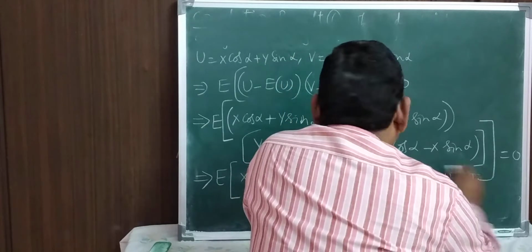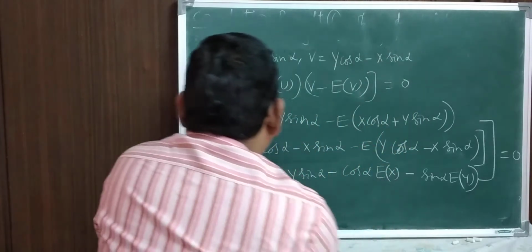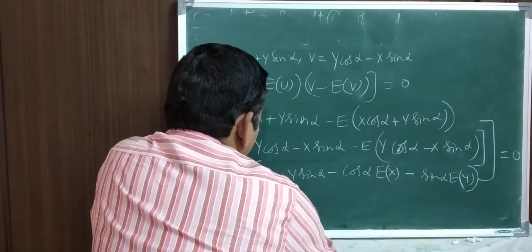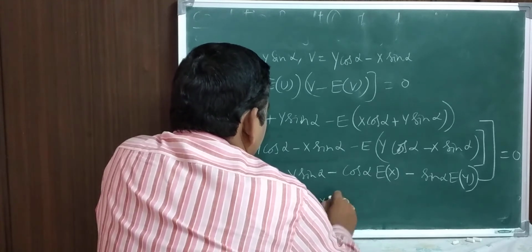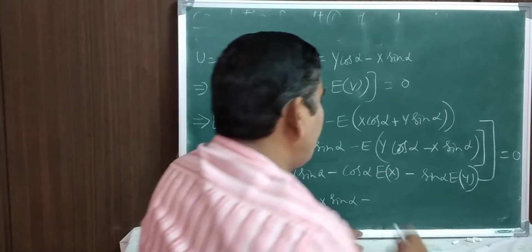So this is the first term, multiplied by the next term. So y cos alpha I write as it is, plus minus x sin alpha, and minus, I take the expectations again similarly.